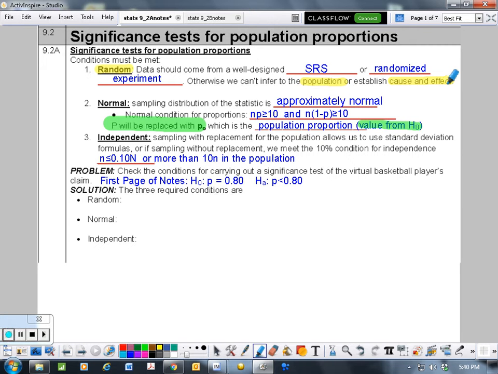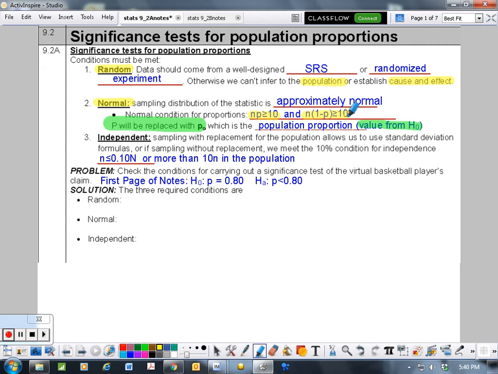Next, our sampling distribution needs to be approximately normal. The normal condition for proportions is typically that successes have to be greater than 10 and failures have to be greater than 10. If we don't know successes and failures, then we take our sample size times our proportion, and that has to be greater than or equal to 10. And then our sample size times 1 minus our proportion has to be greater than 10.